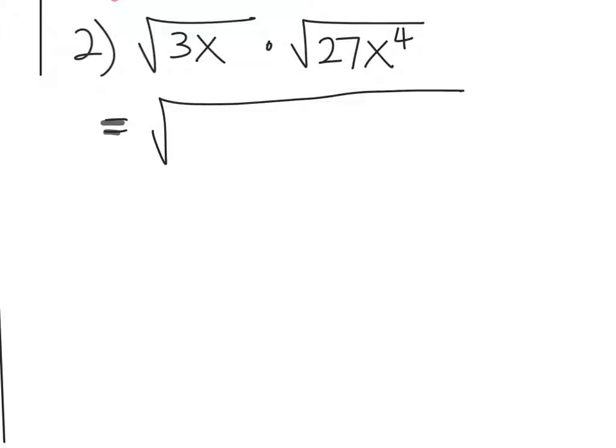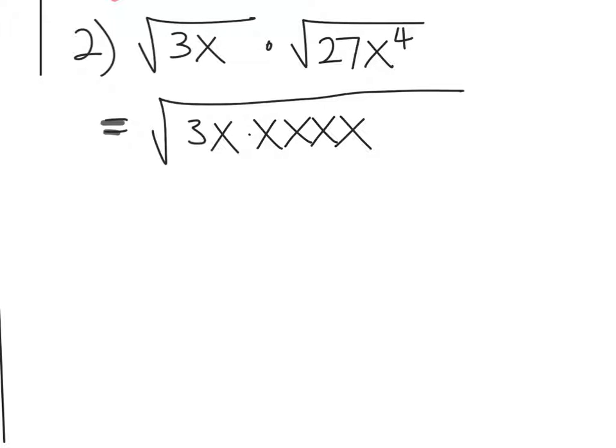So 3x, you see this 3x? Well, that is just 3x. And then, you see this? 27x to the 4th power? I know what x to the 4th power is. I know that's x multiplied 4 times. So I'm going to write that first. 1, 2, 3, 4. Okay?